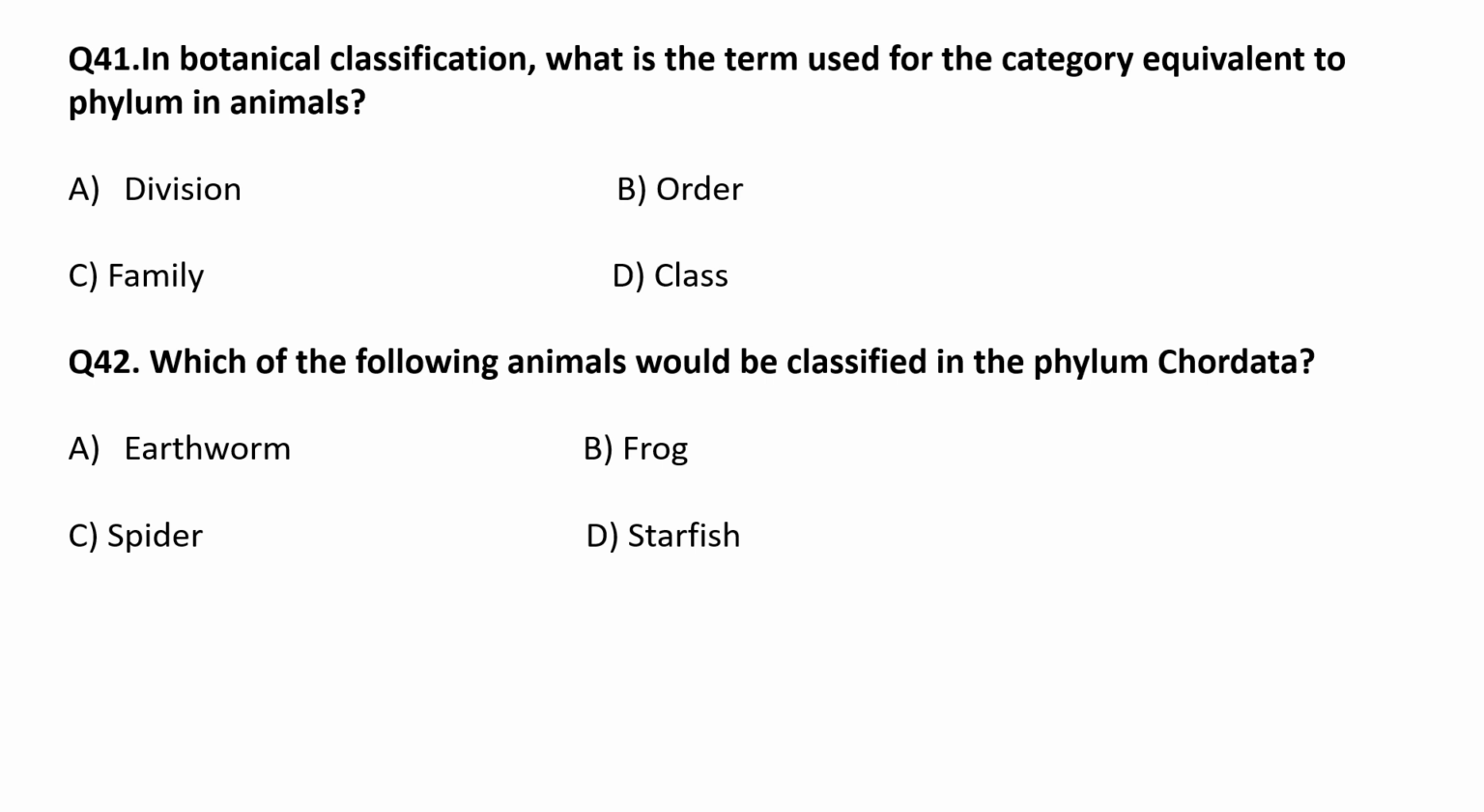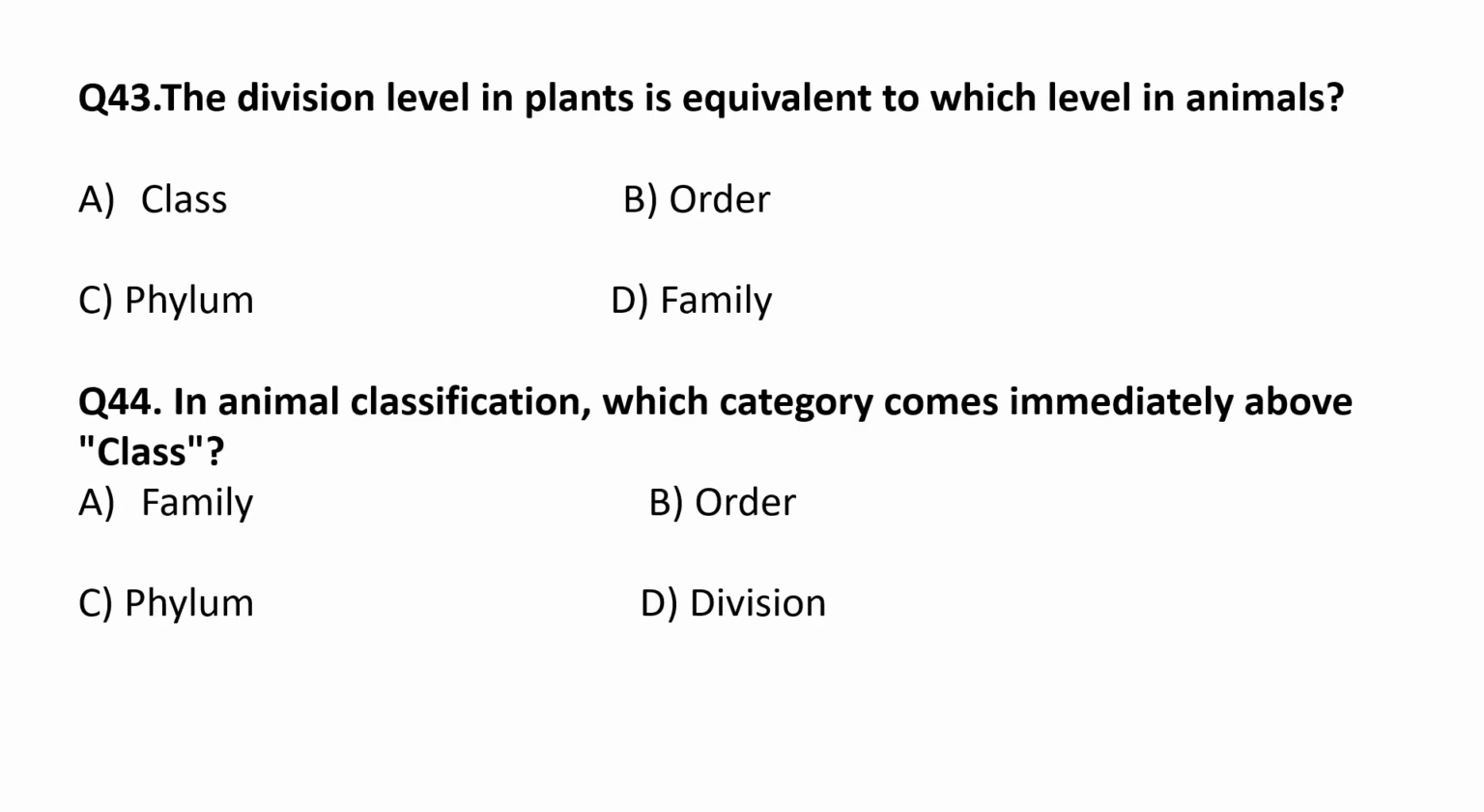In botanical classification, what is the term used for the category equivalent to phylum in animals? It is division. Which of the following animals would be classified in the phylum Chordata? Frog can be. The division level in plants is equivalent to which level in animals? It is phylum. In animal classification, which category comes immediately above class? Phylum comes immediately above class.